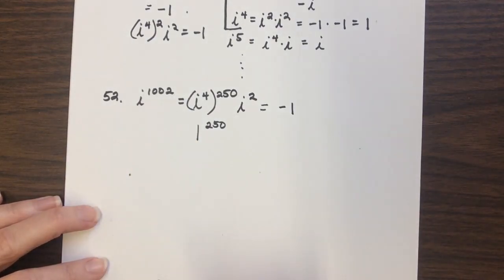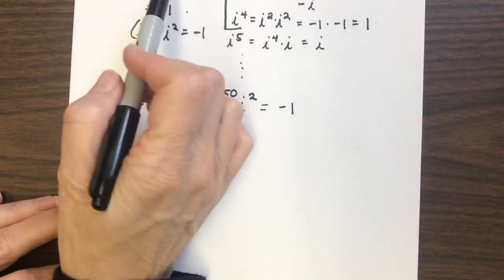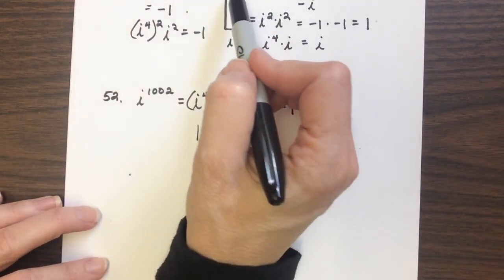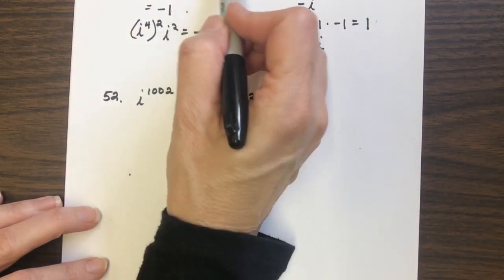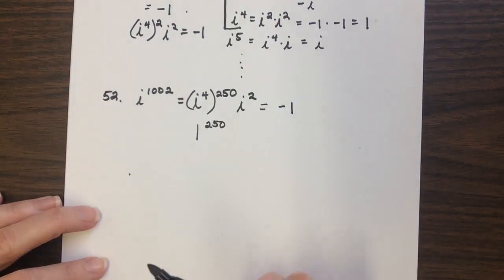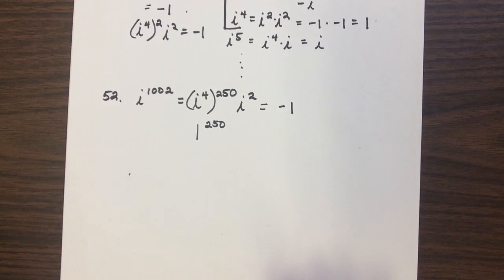Alright, so that's what 52 is. So really you just break them down to powers of 4, and then you're going to be left with one of these, and that's going to give you what you're looking for in a plus bi form. Okay?